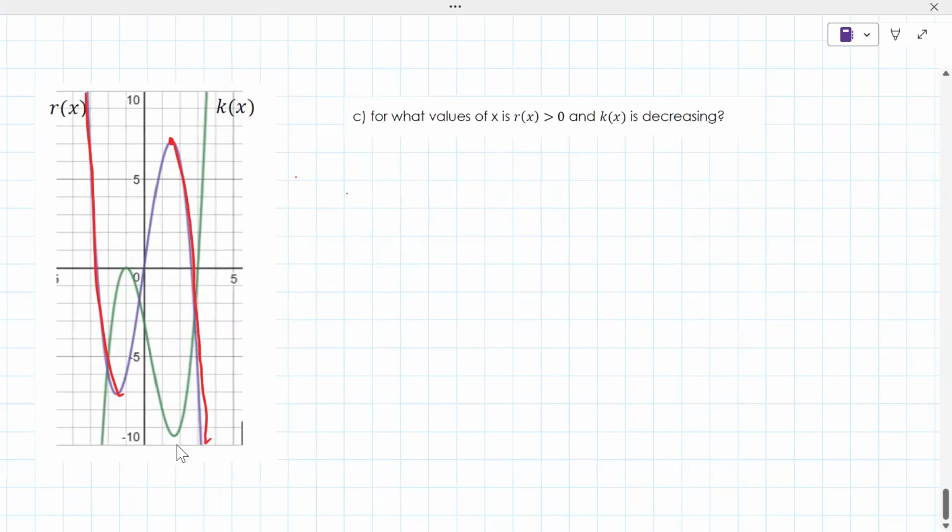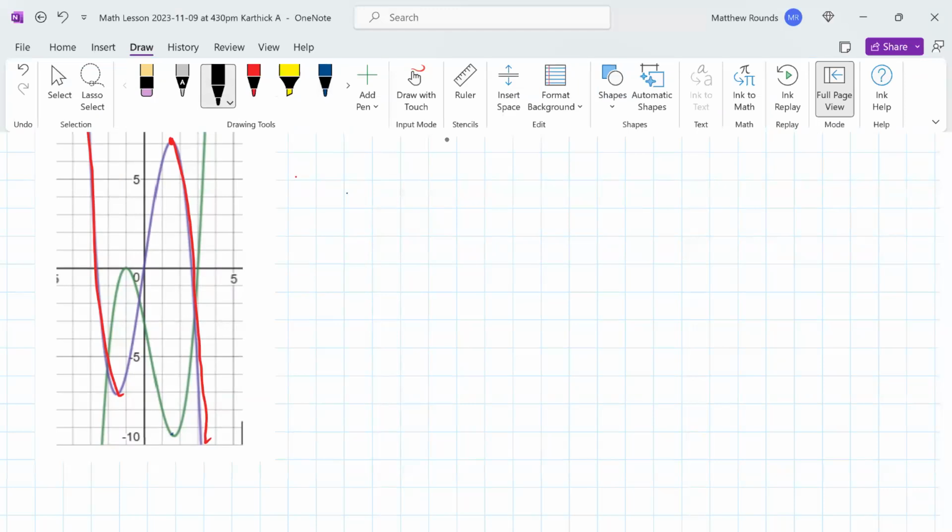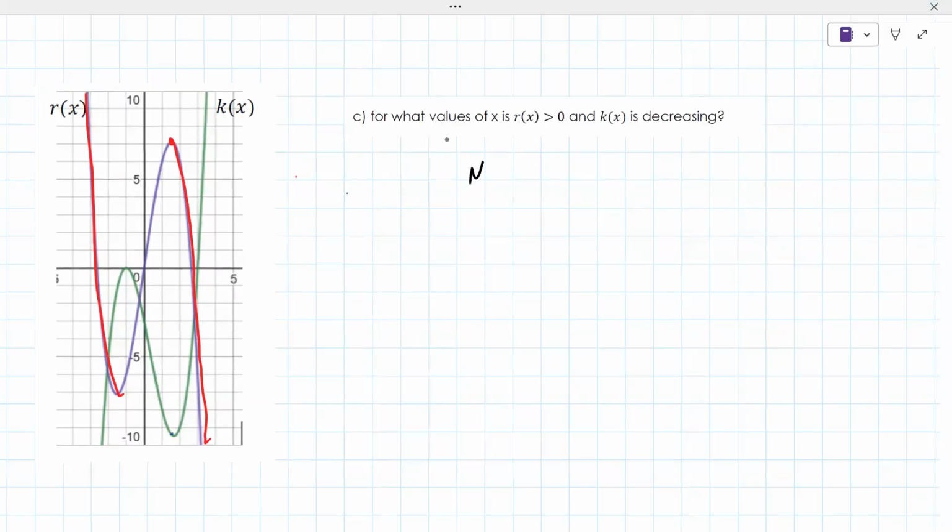Here, here, it looks like it is not, it's really hard to tell, but it looks like they both have the same place. So I don't see anywhere that this is both true. None or DNE.